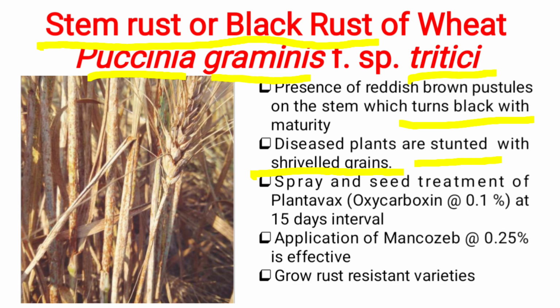There are different management practices that we can adopt to manage this disease. Among them, the most prominent and most commonly used is the use of chemicals. Here you can use a fungicide known as Plantvax, also known as oxycarboxin, at the rate of around 0.1% at 15 days interval, followed by another fungicide, mancozeb at 0.25%, which is effective, right? But if we do not want to adopt chemical fungicides, then we can go for the use of rust resistant varieties, right?